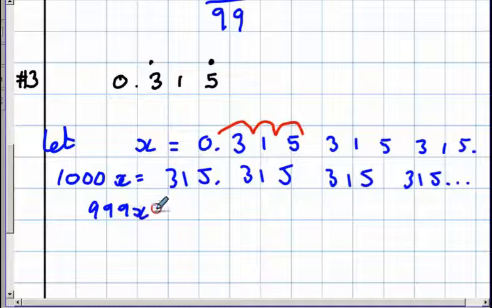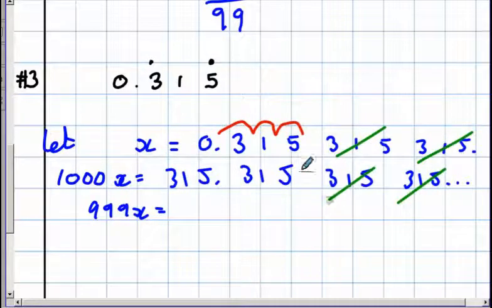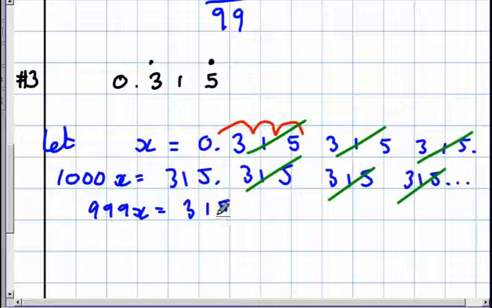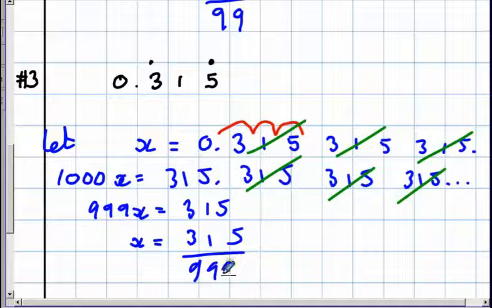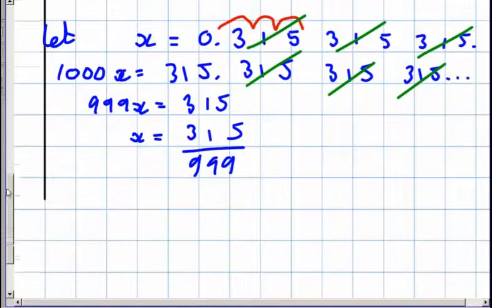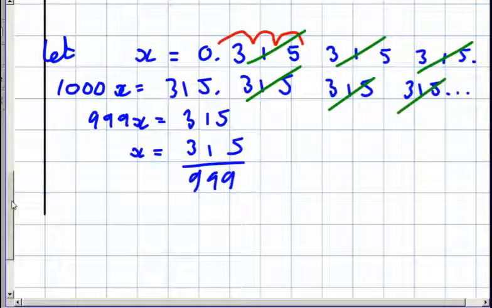And look at the beauty, the elegance of this mathematical solution to a problem. These groups of 315s after the decimal point, they all cancel each other out. And we're left with 315 take away 0, which is 315. So x is equal to 315 all over 999. But you're not quite finished. Questions at the end, I said.